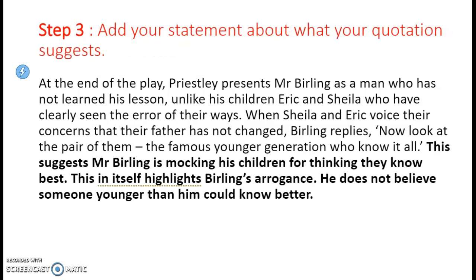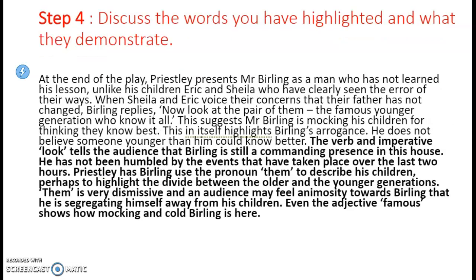Then we have, add your statement about what your quotation suggests. So here we have a couple of statements. This suggests Mr. Birling is mocking his children for thinking they know best. This in itself highlights Birling's arrogance. He does not believe someone younger than him could know better. There's two or three statements there about what this quote suggests, what this tells us about Mr. Birling. So next, of course, we need to zoom into the quote and we need to discuss the key words and the significance of them and what this does tell us about his character.